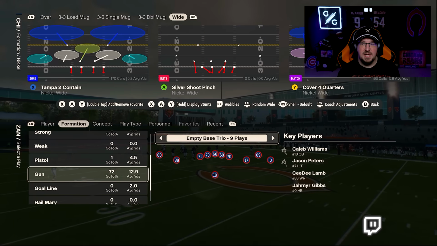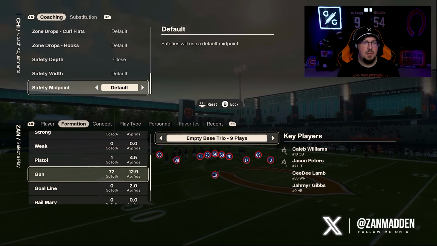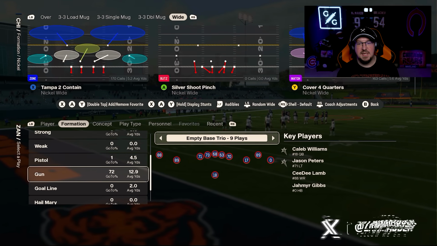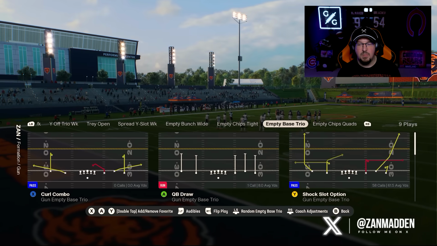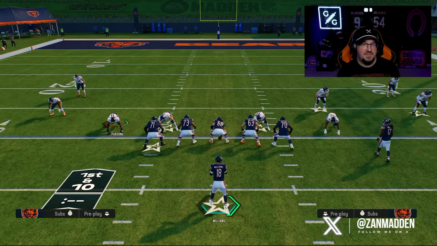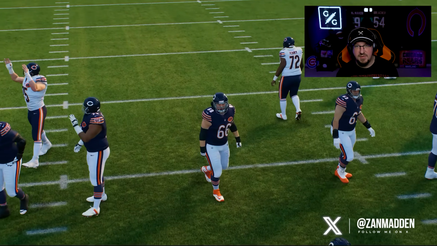If I were to call maybe a cover 4, again, taking a look, we just have depth, and we have our midpoint set to default. This is going to give us a somewhat similar look, but maybe a little bit more pinch. So when we come out in that same formation, you see here that our safety on the left is a little bit closer. Our safety on the right is still pretty wide out there. We don't really like that. So what we want to do is make some modifications.